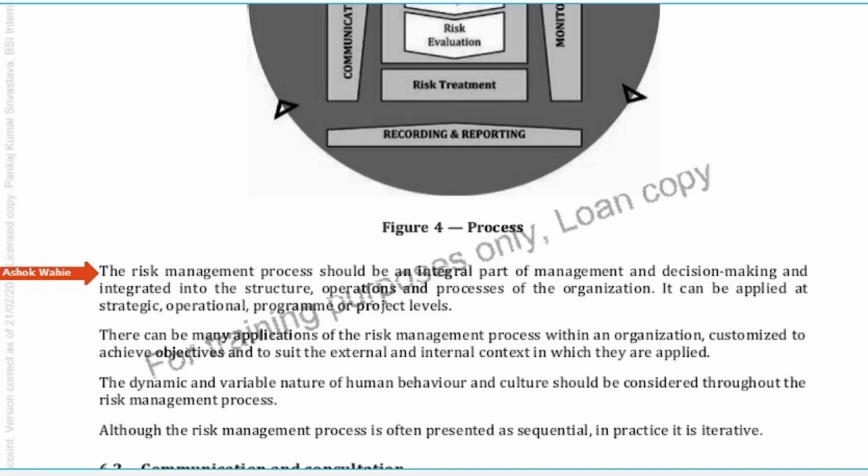Now we can apply this risk management process at the strategic level when we're taking decisions for mergers and demergers or diversification, or into all the operations, wherever we are operating, or in whatever programs we have created. Okay, project programs and the project levels. So it can be applied at the program level, project level, strategic level, operational level, tactical level, everywhere. Now, read the second paragraph.